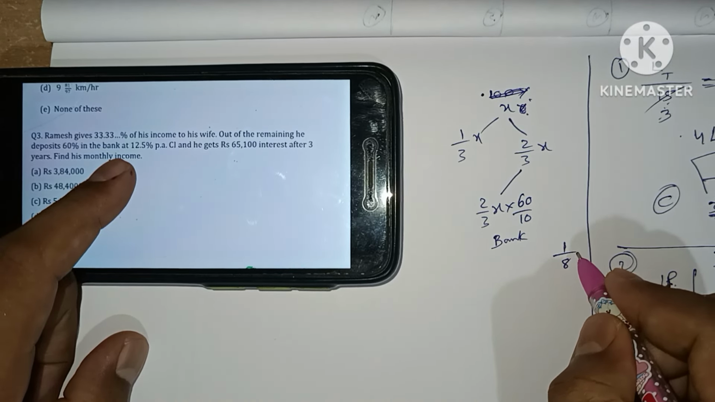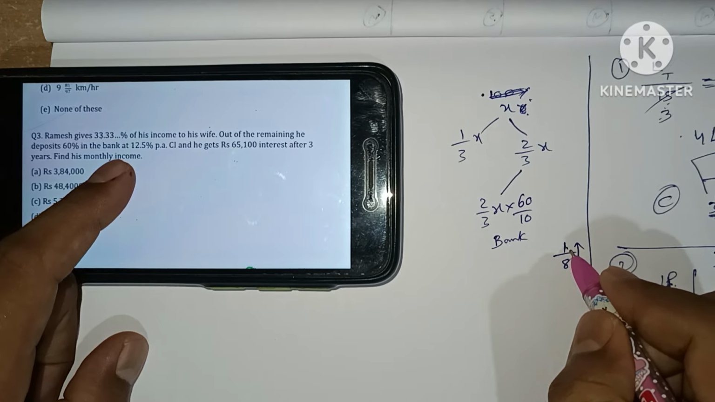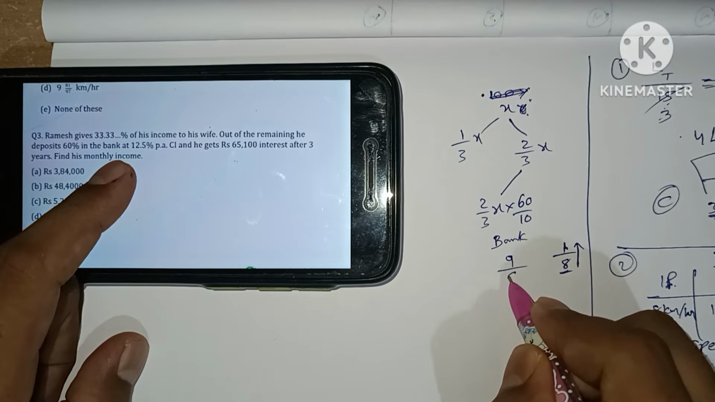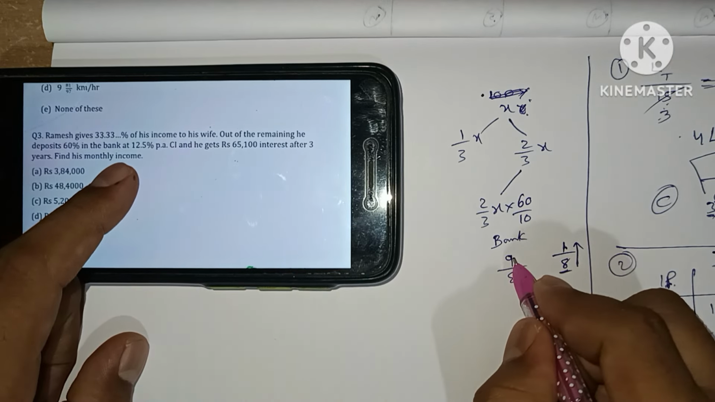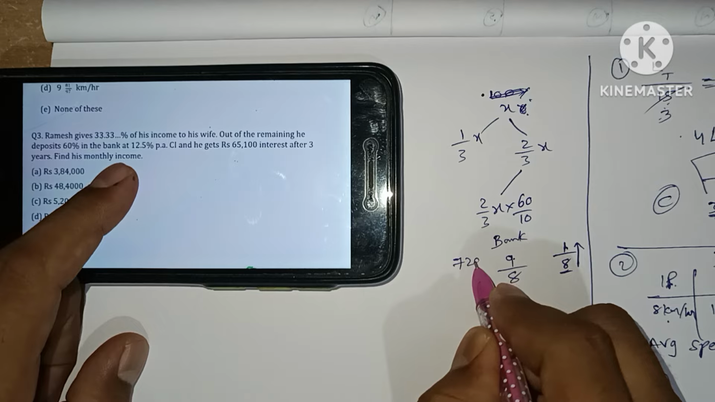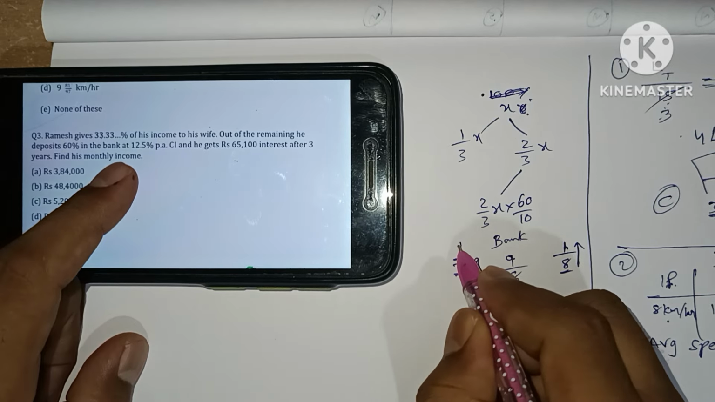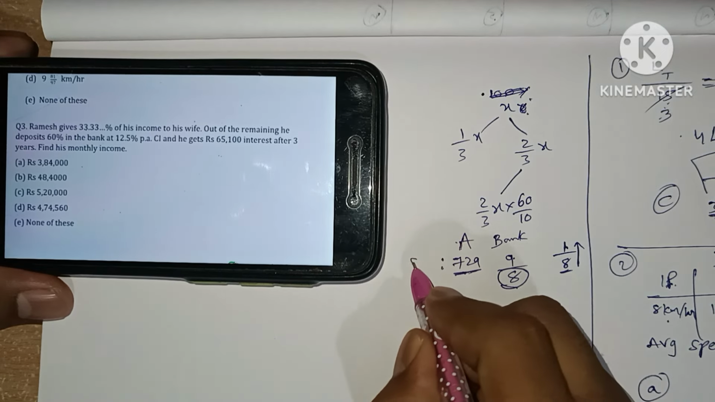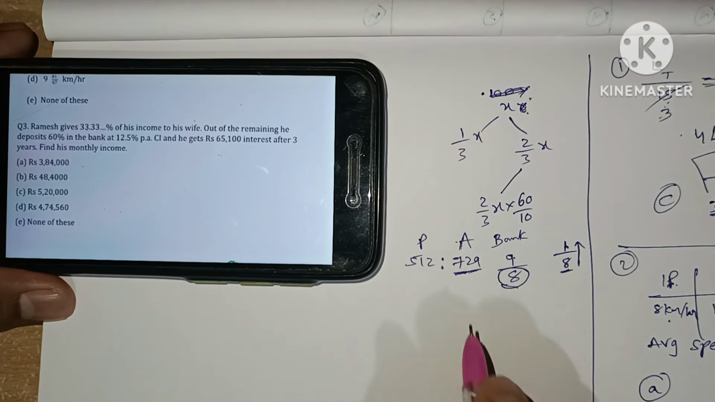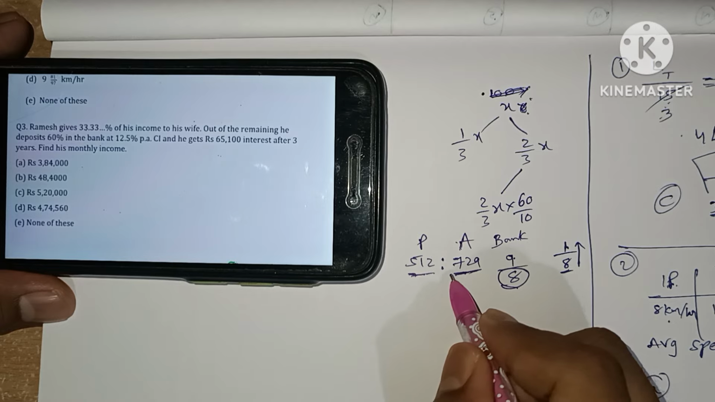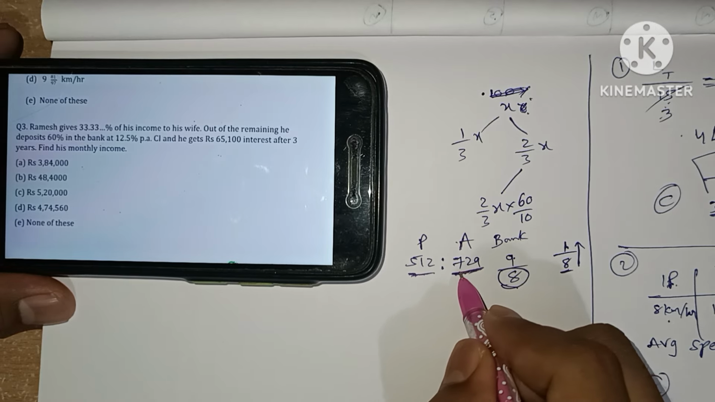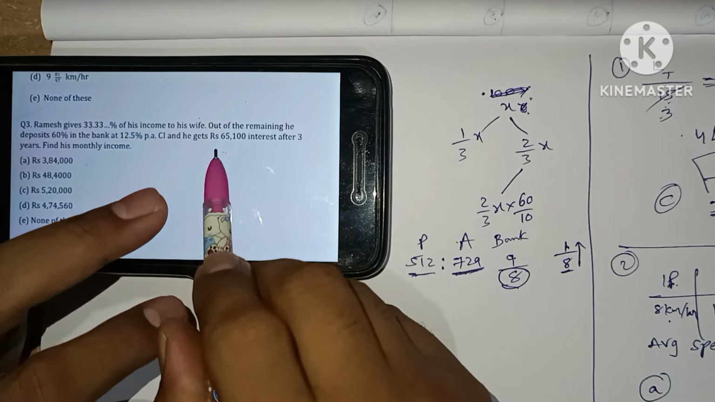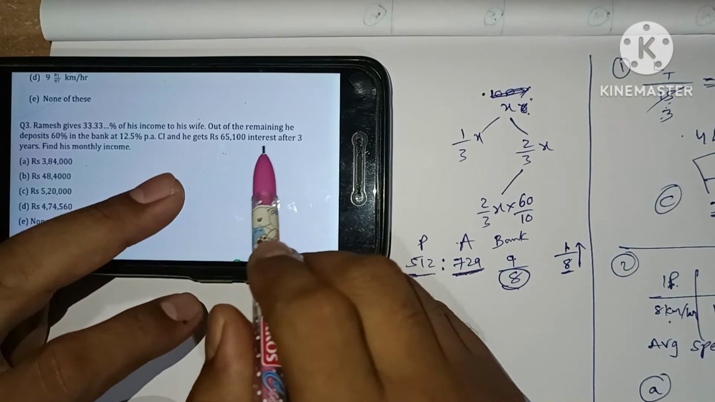It is interest, so interest means always increasing. Here this will be 8, and it is 1 means the value will be 9 by 8. It is for 3 years, so 9 cube, which is 729, is the amount. 8 cube, which is 512, is the principal. So we got a principal amount which is 512 parts, and a total amount 729 parts. Here the given amount 65100 is the interest.